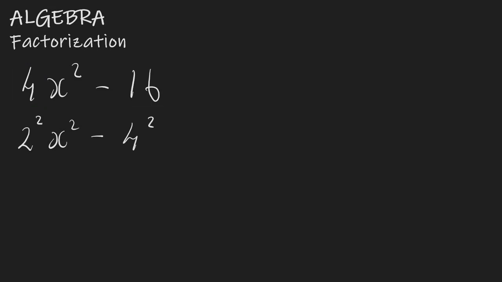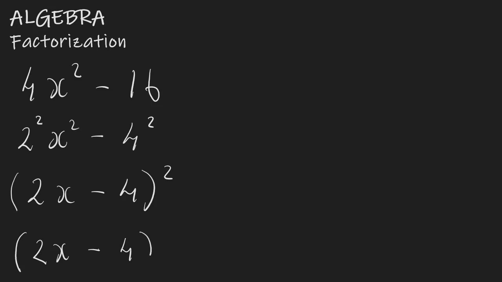Here, every item is squared, so I can rewrite this as 2x minus 4 all squared. I can see that this is in the form of the difference of two squares, so this is equal to 2x minus 4 times 2x plus 4. So we've just factorized 4x squared minus 16 into its two factors, 2x minus 4 and 2x plus 4. And that's my answer.